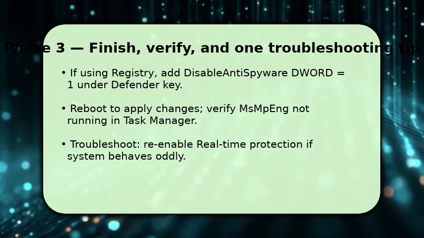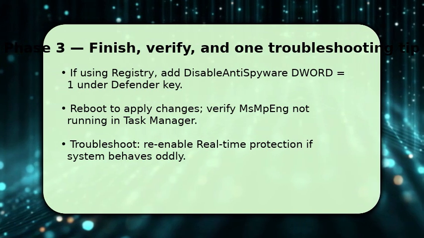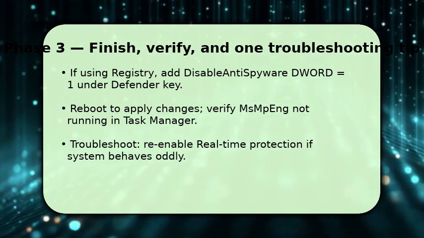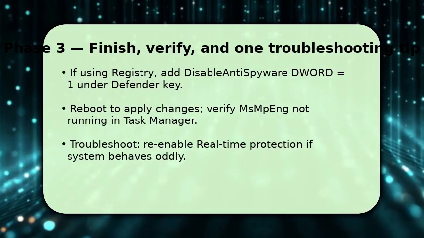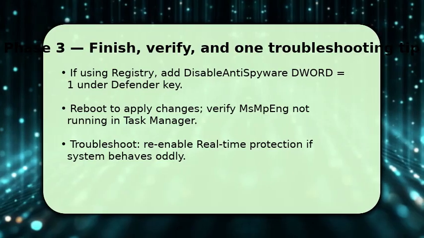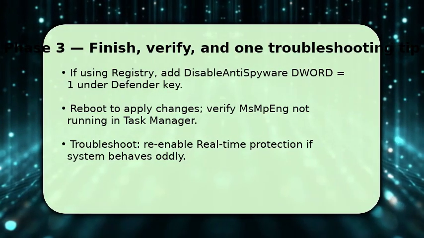If you see problems, unexpected behavior, network warnings, or inability to install apps, immediately re-enable real-time protection and reverse the registry or policy change. That single troubleshooting step usually fixes conflicts caused by disabling Defender.